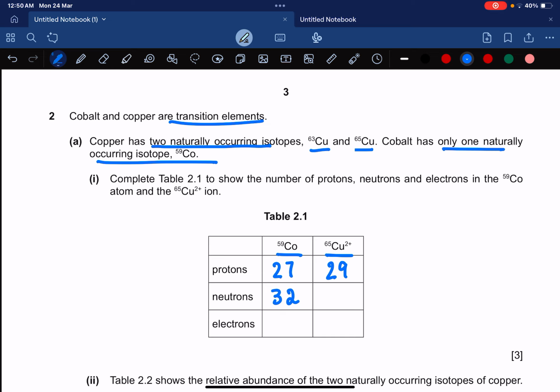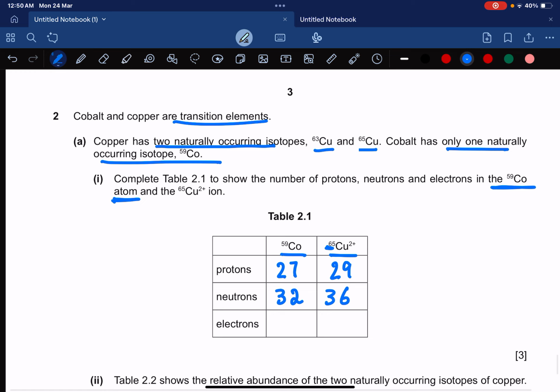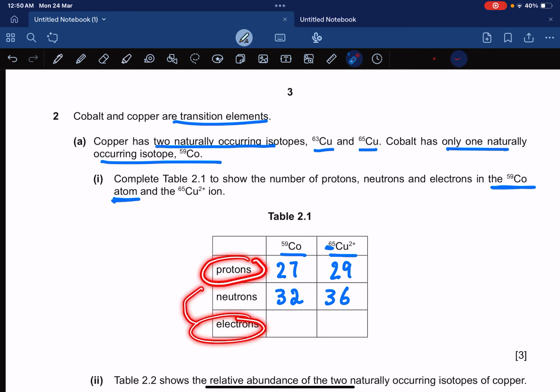and for this we are going to take 65 minus 29, which will give you 36 neutrons for copper. Acha, the next thing you've got to figure out is the electrons. Acha, in an atom, we have taken a cobalt atom over here. In an atom, the number of protons is equal to the number of electrons. ठीक है? तो जितने इसके protons हैं, which are 27, the electron number is going to be the same. It's going to be 27 as well. So we write 27 over here.